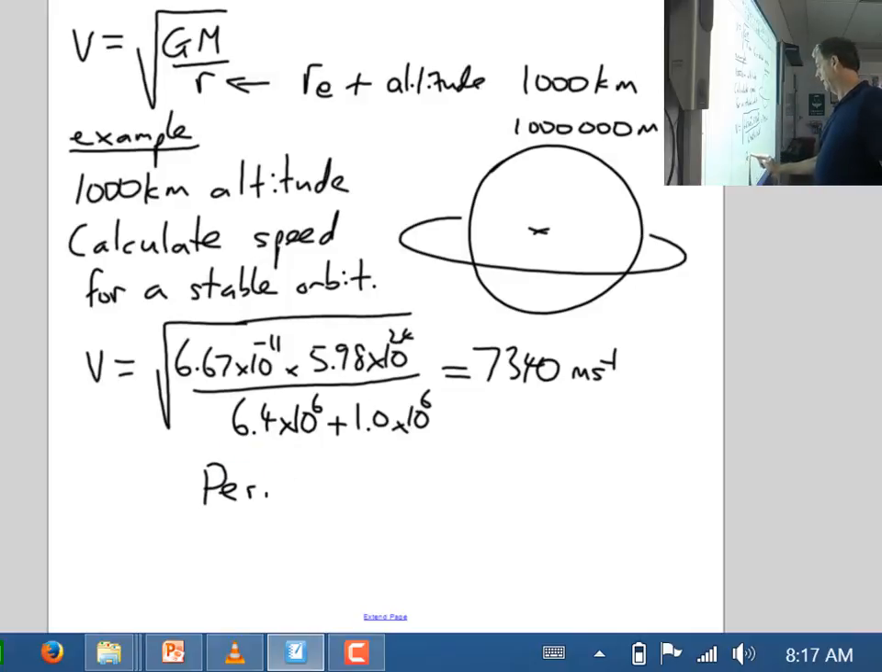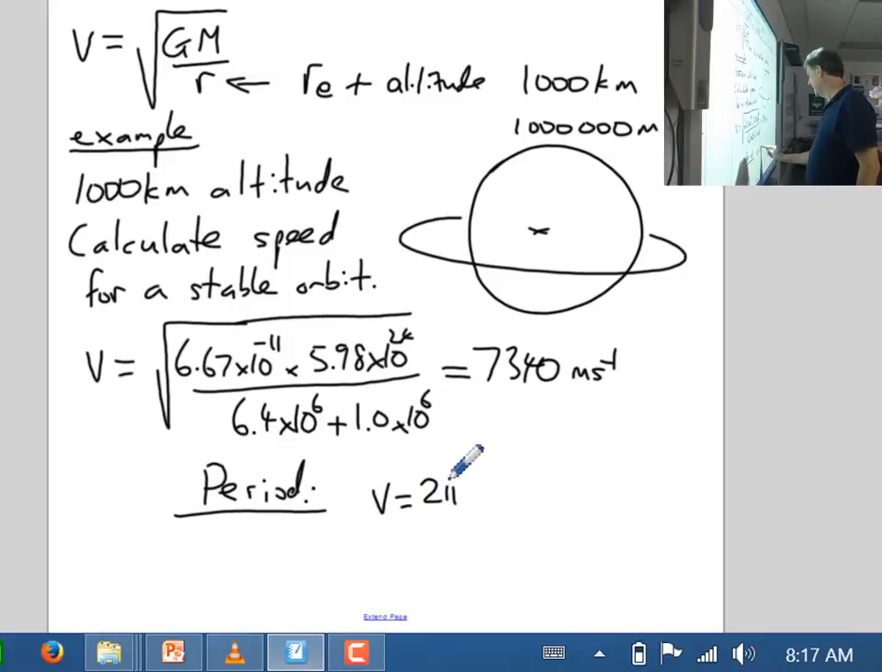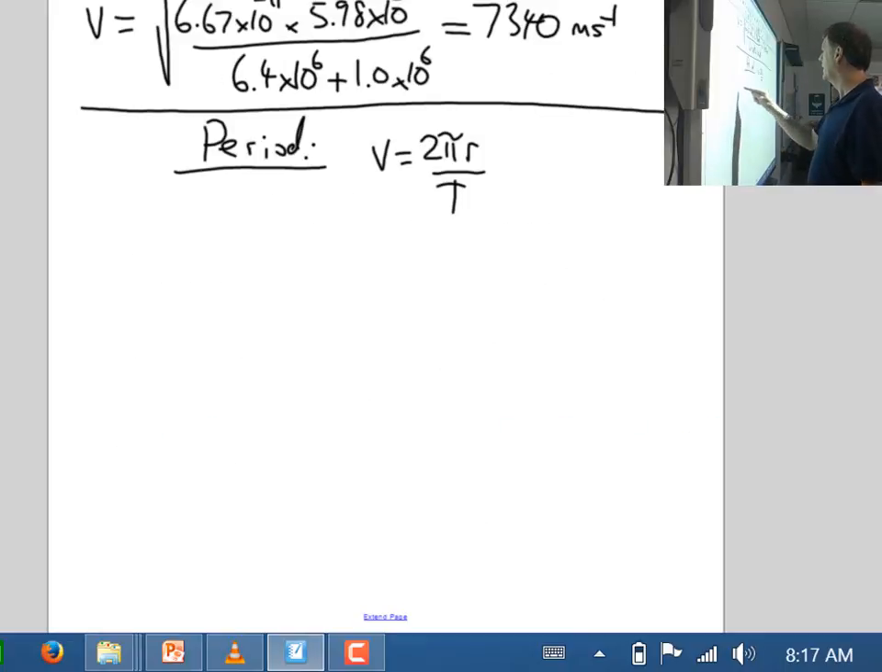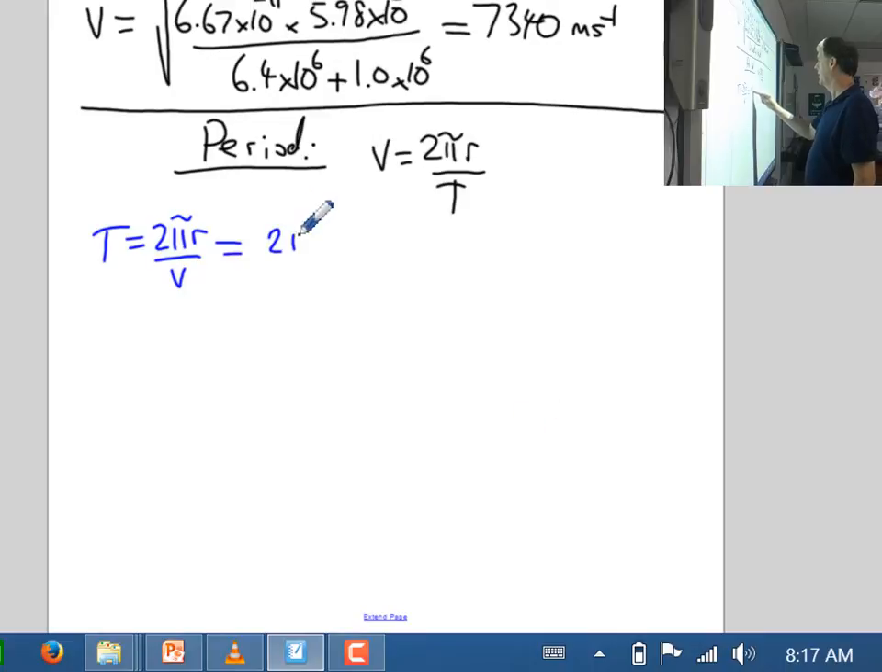If you've got that, you can then work out the period that the satellite will have going around the Earth. So we can use 2 pi r over t, for anything going in a circle, and rearrange that to find the period. So you would rearrange this to t equals 2 pi r over v. Some would substitute first and then rearrange it, but I'm going to do it this way. So 2 times pi, and again that radius must include the altitude, so it's 7.4 by 10 to the 6 in metres when you add them together.